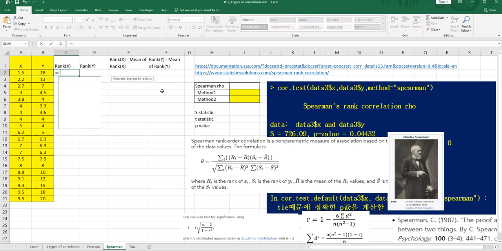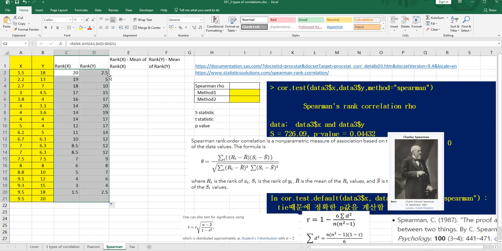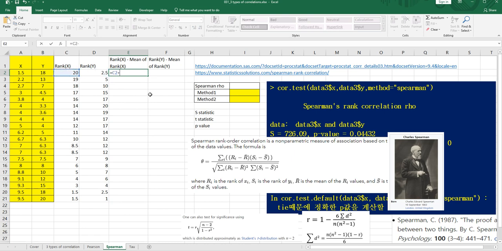Okay, so for rank x, rank dot, press F4. For rank x minus mean of rank x, minus average, rank y minus mean of rank y, average, press F4.